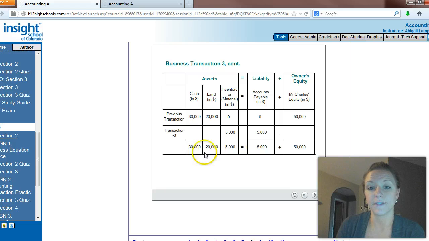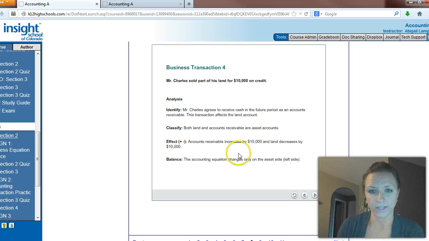So that still leaves, now we have $55,000 on this side and $55,000 on this side. So we still have a balanced equation. Okay, transaction 4. Mr. Charles sold part of his land for $10,000 on credit.